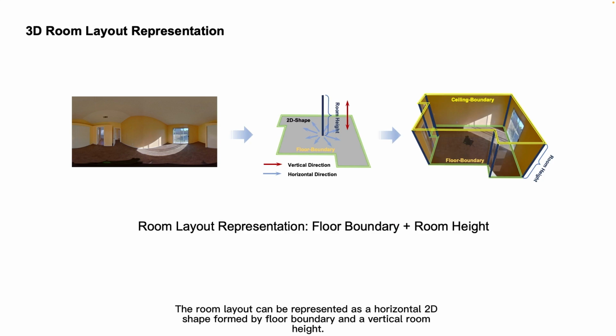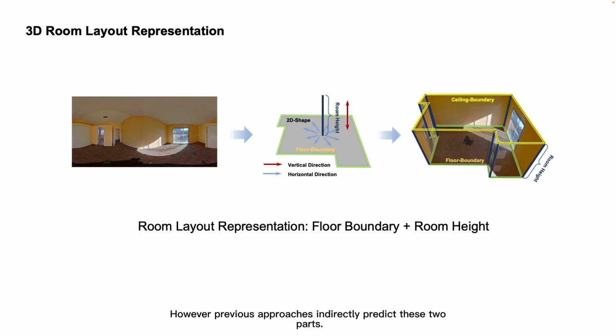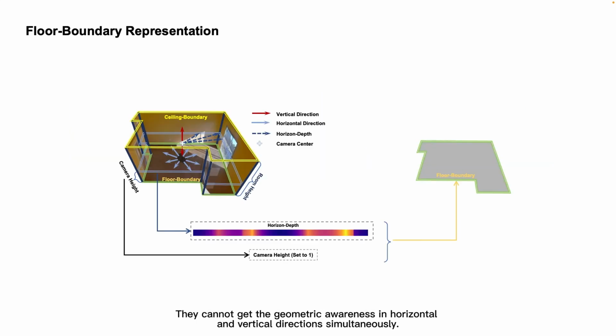The room layout can be represented as a horizontal 2D shape formed by the floor boundary and the vertical room height. However, previous approaches indirectly predict these two parts. They cannot get the geometric awareness in horizontal and vertical directions simultaneously.